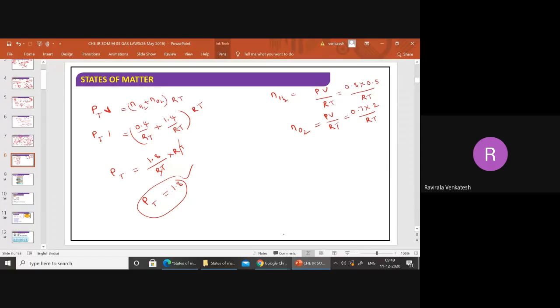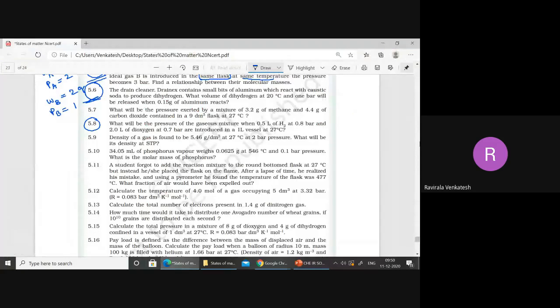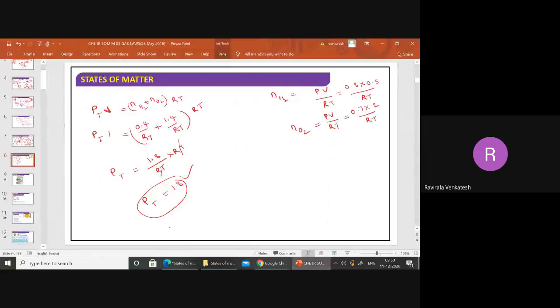Next one, 5.9. The density of the gas is found to be 5.46 grams at 27 degrees Celsius, 2 bar pressure. What will be the density at STP conditions? They are asking. So we take a condition for 27 degrees Celsius. We take a condition for STP also. So again, let me show this 5.9 over here.